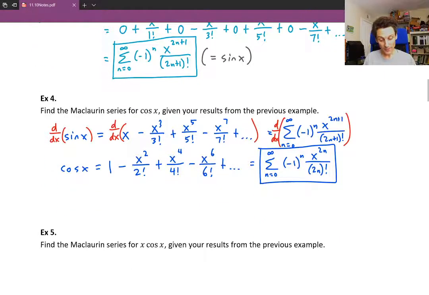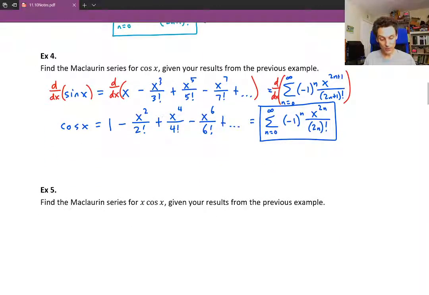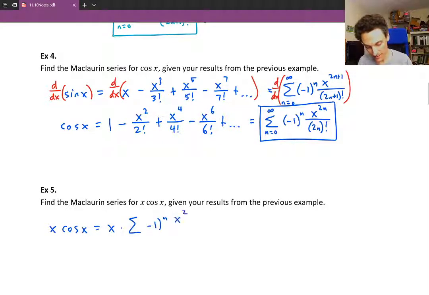So example 5 says find the Maclaurin series for x cosine x, given the results from the previous example, from example 4. All these examples are chaining together. Well, 3, 4, and 5 at least. Well, here it's not too bad. It looks like it's scary, but it's actually not that bad at all. We know that the expansion for cosine x is negative 1 to the n times x to the 2n over 2n factorial. That's from example 4.